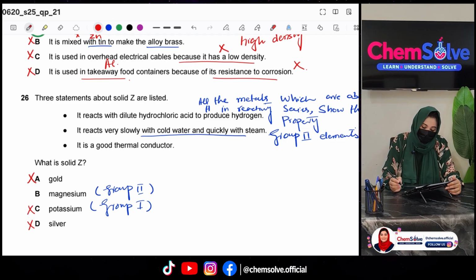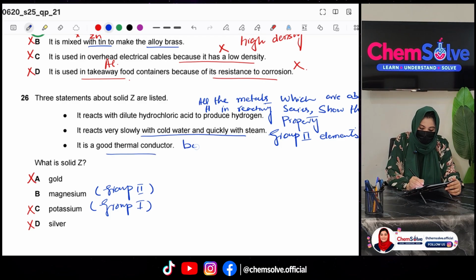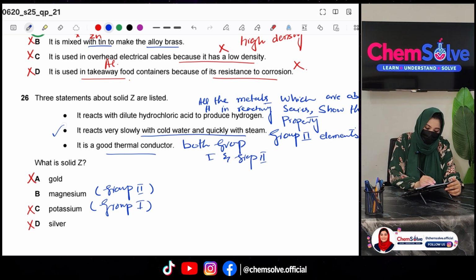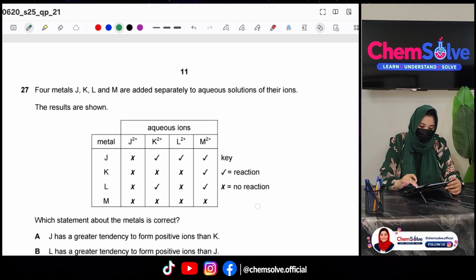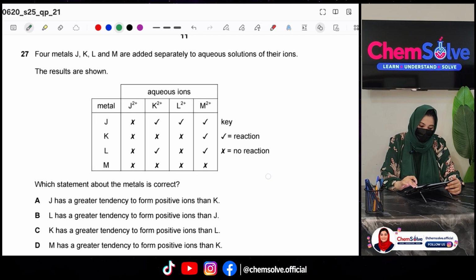It is a good thermal conductor. Yes, this is the property of both group 1 and group 2. But due to the other property, I believe our correct option is option B. For question number 26, the correct option is option B. Okay, now move towards question number 27.